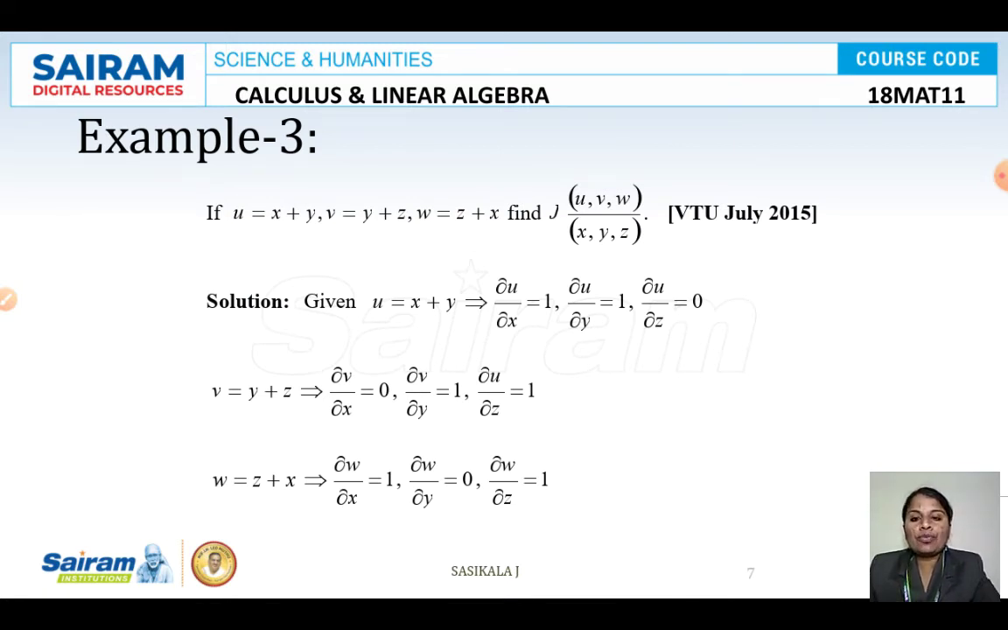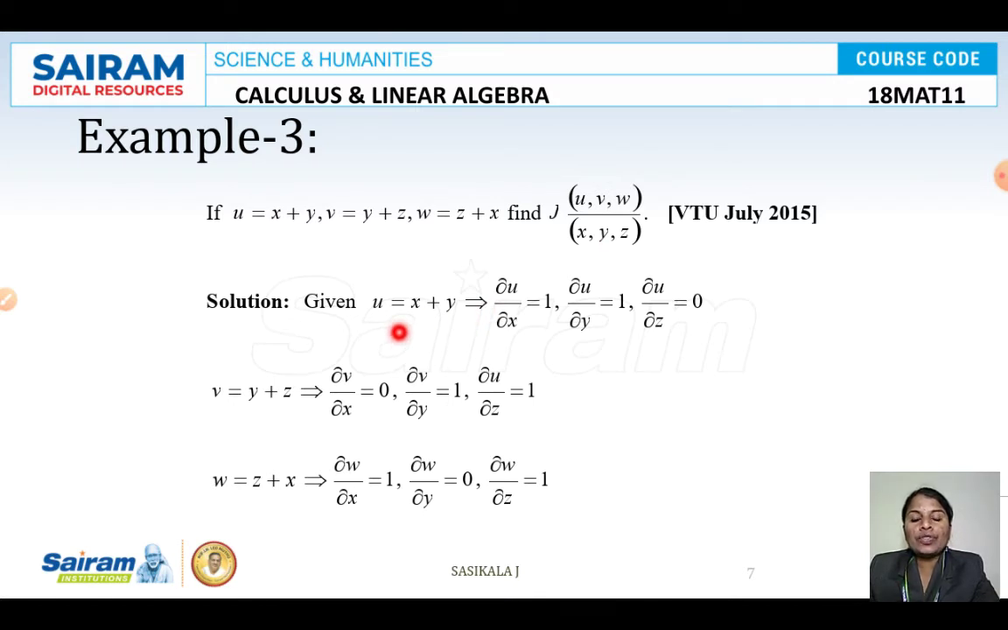u is x plus y, v is y plus z and w is z plus x. So in the previous two we had x and y. Here x, y, z are the variables. Okay. Now see that we need to find the Jacobian of u, v, w by x, y, z.